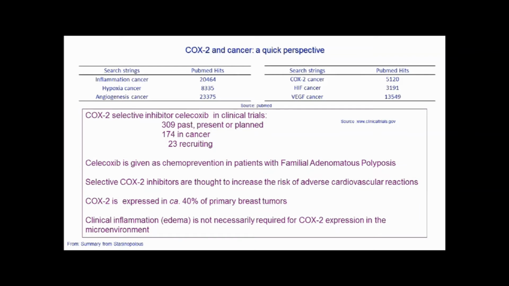cyclooxygenase COX-2 inhibitors, of course, also create side effects. And that is partly because they can inhibit COX-1 as well, and that creates gastrointestinal problems. And of course, the other thing is that they're not very specific and have other side effects as well, not only inhibiting COX-2, but also affecting apoptosis and other pathways.